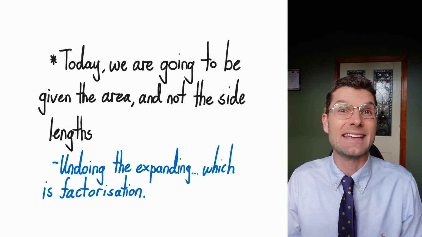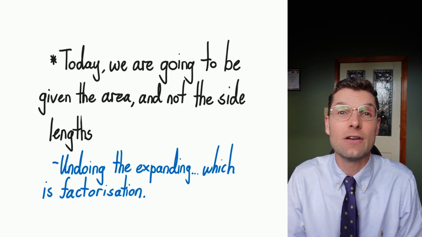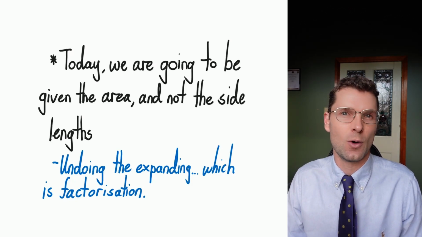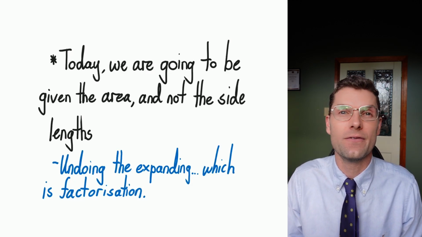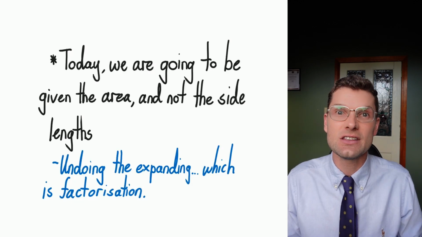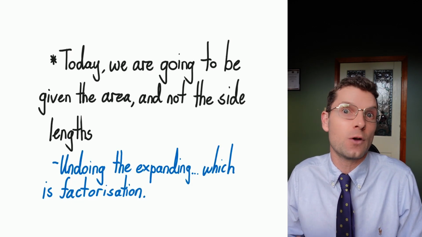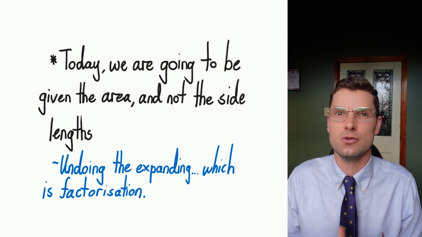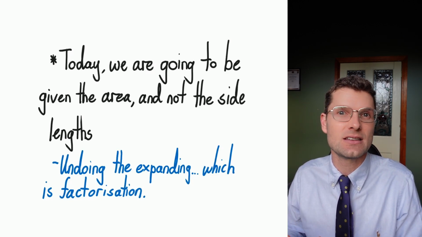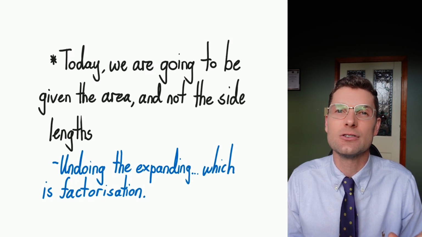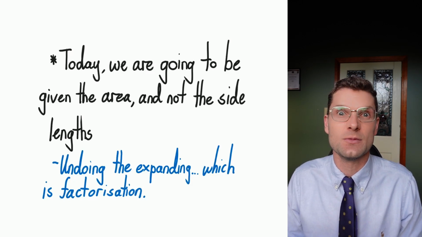Today we're going to do the exact opposite. We're going to be given the area inside each small rectangle, and we're going to use factorization to work out what both of the side lengths should be. So this is just undoing the expansion. We've got the two areas and we want to get the two side lengths. So what's going to happen is that we have two numbers to start off, and our final answer is going to have a term out the front and then two terms within a bracket.